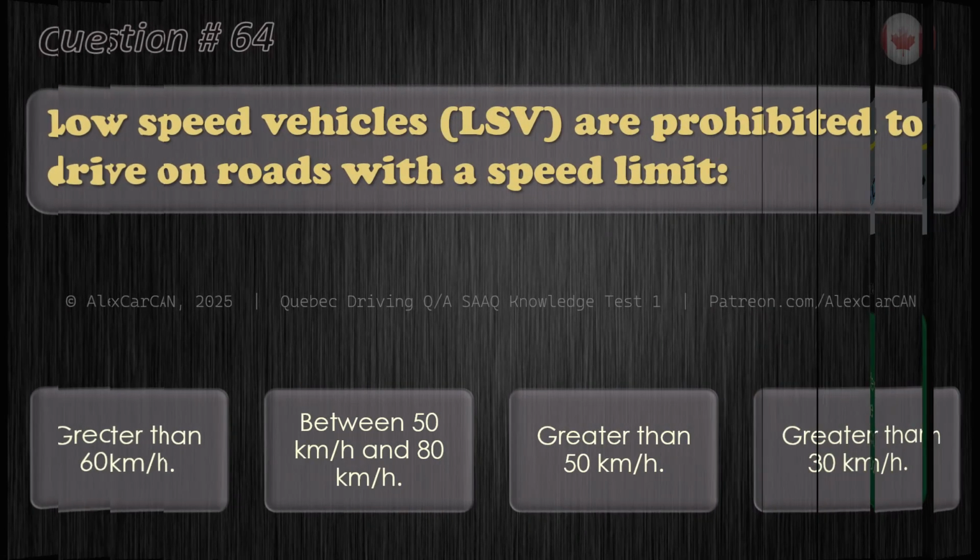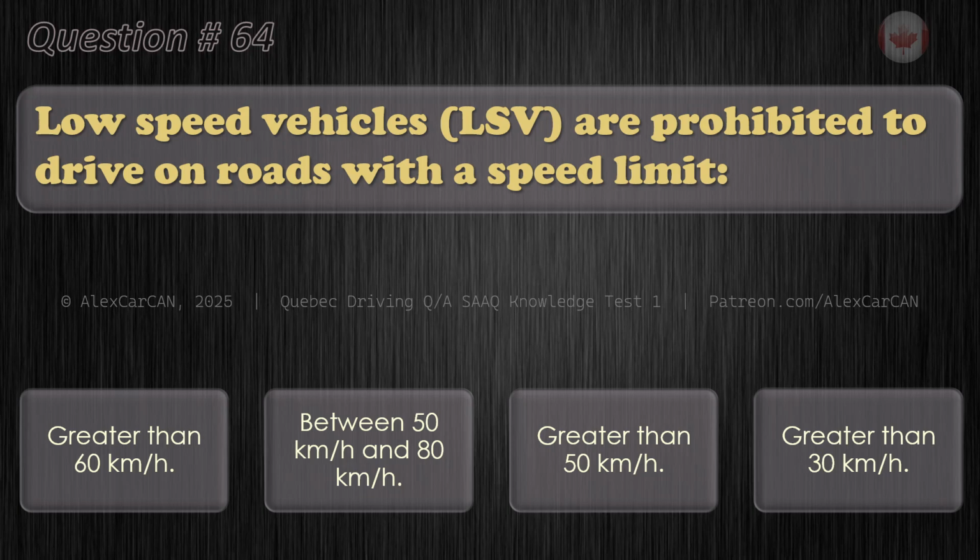Question number 64. Low-speed vehicles, LSV, are prohibited to drive on roads with a speed limit greater than 60 km per hour, between 50 km per hour and 80 km per hour, greater than 50 km per hour, greater than 30 km per hour. The correct answer is greater than 50 km per hour.